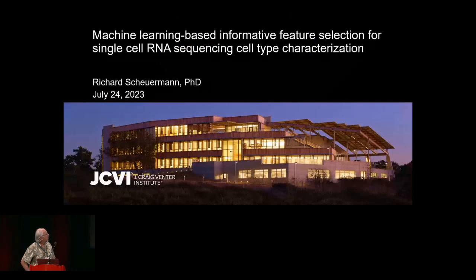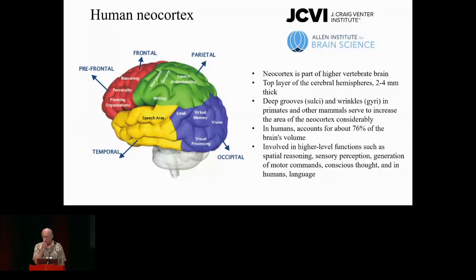Today I'd like to tell you about a machine learning-based method that our group has developed to identify informative features from single-cell RNA sequencing data. This work revolves around our group's interest in trying to understand the cellular complexity of the human brain, especially the human neocortex. It is work that we've done in collaboration with the Allen Institute for Brain Science in Seattle.